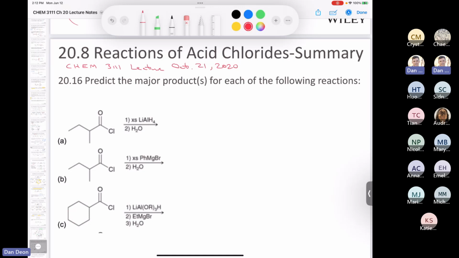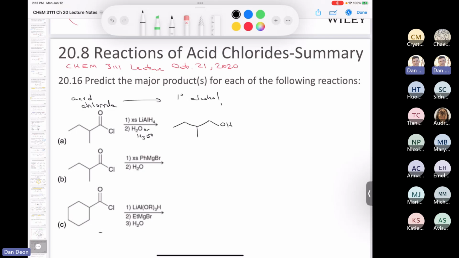All right, so let's go over this first question. We take an acid chloride and treat it with excess lithium aluminum hydride, followed by treatment with water or acid. Aqueous acid is fine. We end up converting the acid chloride to a primary alcohol, and we end up with something that looks like this. That would be 2-methyl-1-butanol.